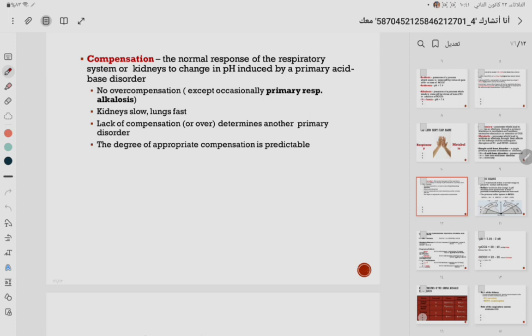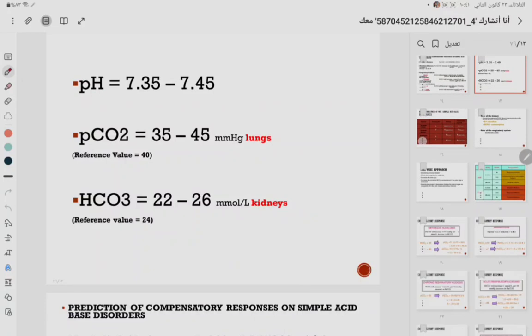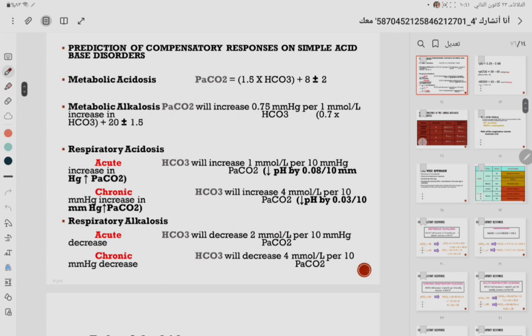Lack of compensation determines another primary disorder. The degree of appropriate compensation is predictable. There is an equation, so we'll see in a bit, okay? Next. pH range 7.35 to 7.45, PCO2 35 to 45, 40 is the reference value. Bicarb 24 is the reference value, plus or minus 2. Next, prediction of compensatory response in metabolic acidosis.